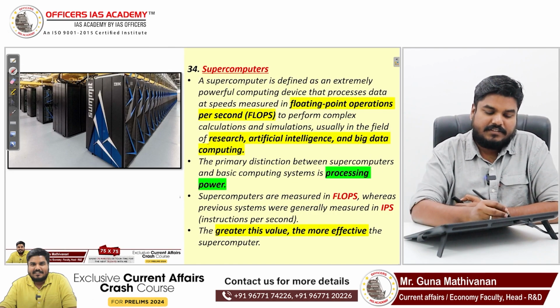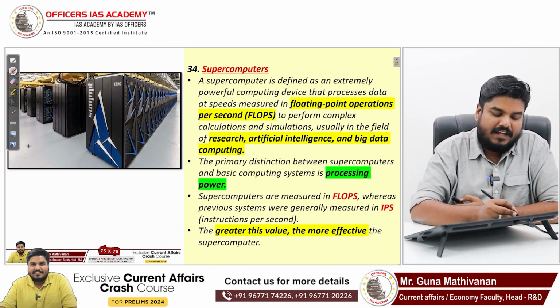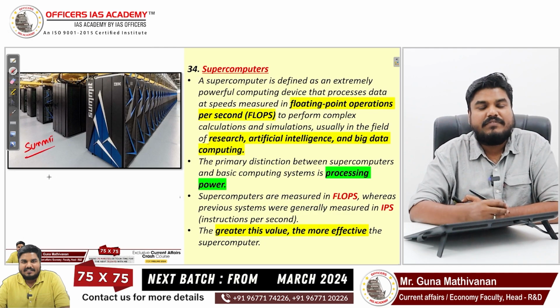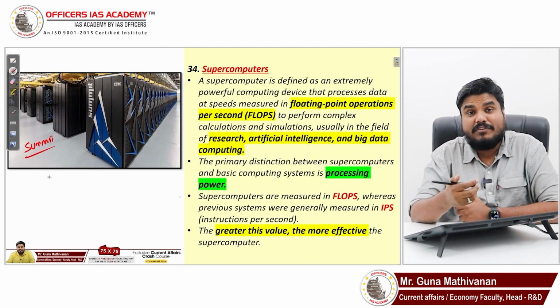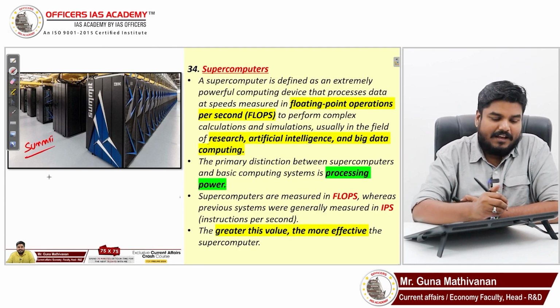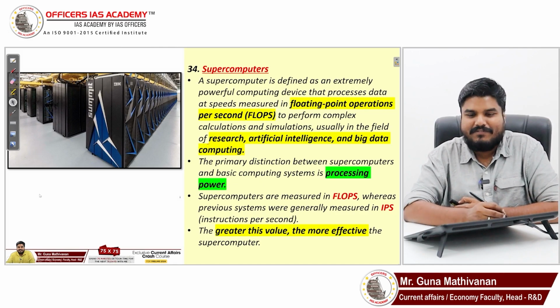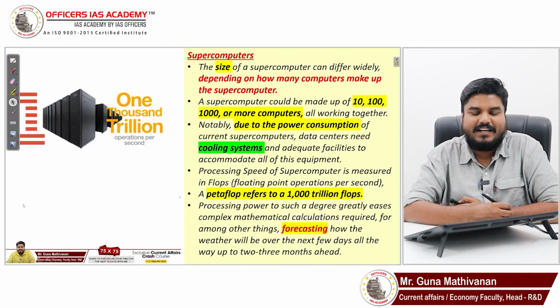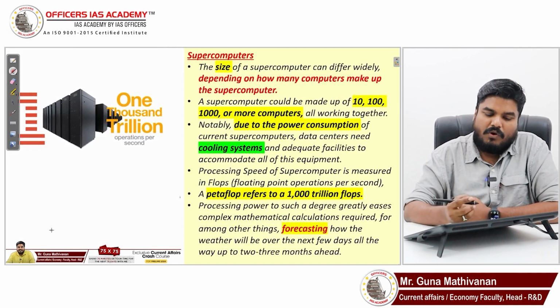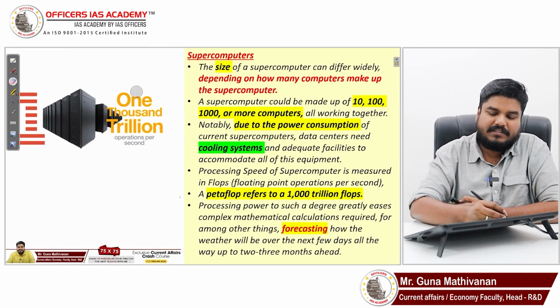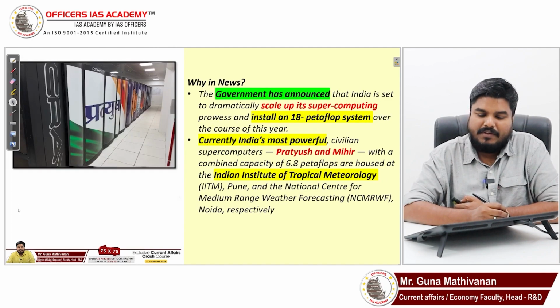Right. So I have given a picture of this, IBM Summit. This is one of the fifth most powerful supercomputers in the world. With respect to their petaflop, I will reveal that in a short while from now. Let's see about India first. So, what is one petaflop? 1000 trillion operations per second is one petaflop.